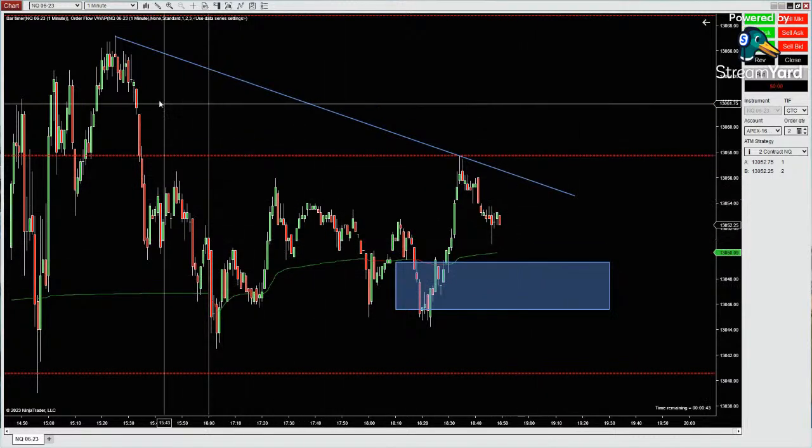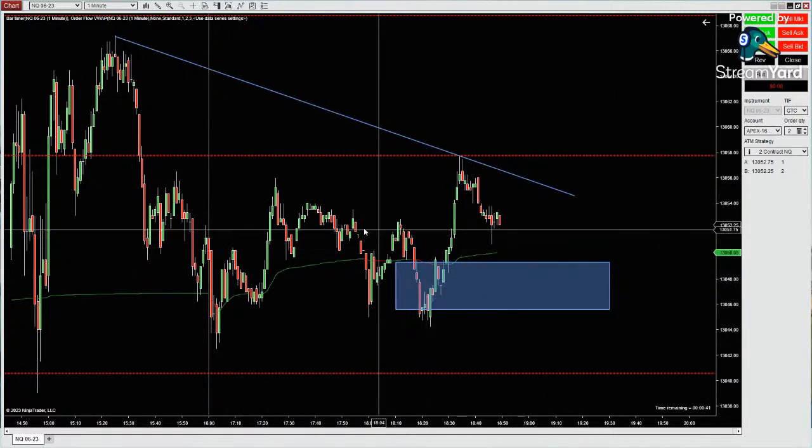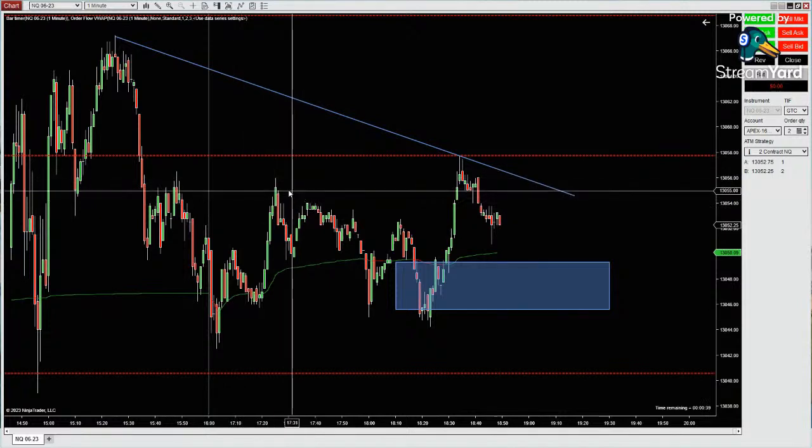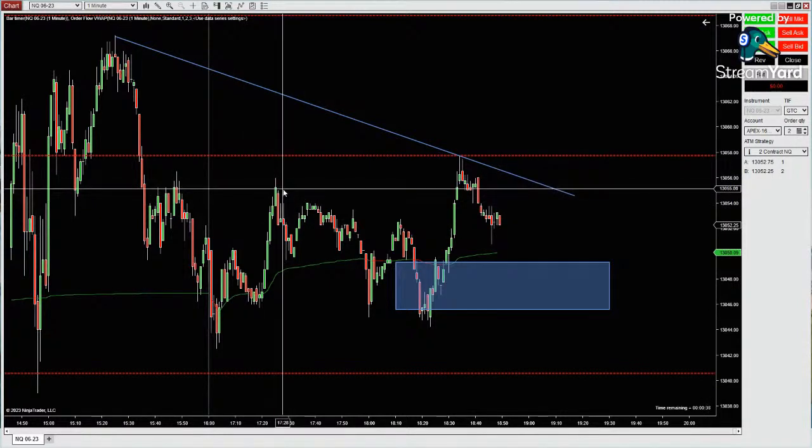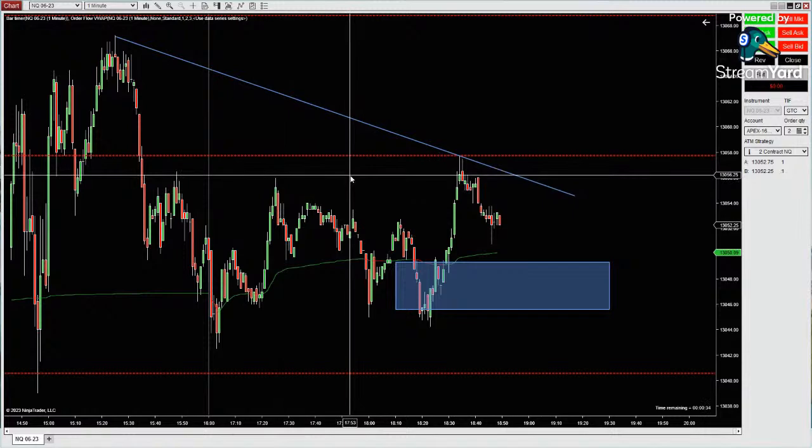It looks like the ES. This is how the ES moves. That's why I don't like the ES. It takes forever for the ES to move.